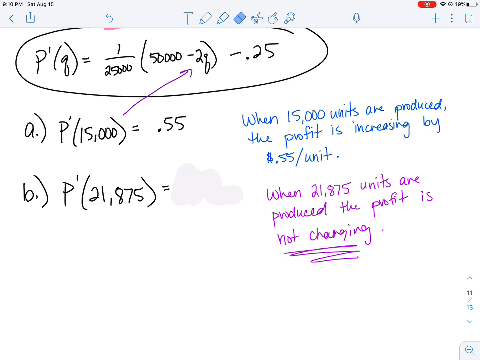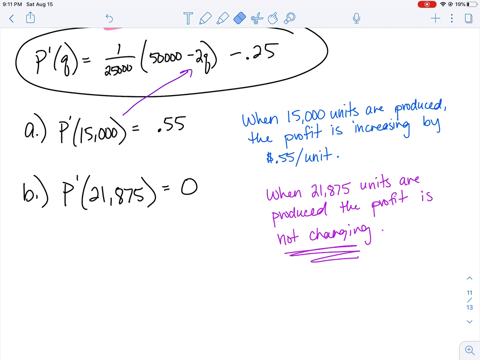So what happens in my marginal profit? What happens in my profit, or my change in profit, when I sell 21,875? So now I'm going to plug in 21,875 into my derivative. I ended up getting 0. What does that mean? Well, that means when I produce 21,875 units, my profit is not increasing or decreasing. It's staying the same, right? And so my profit is the same as it was just a second ago.